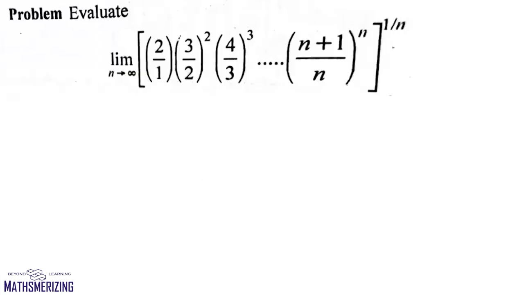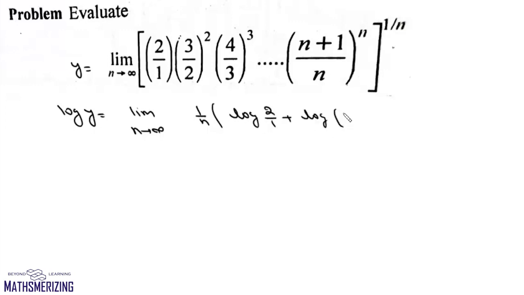Now here the question is, evaluate this limit. Now we'll take this as y, and if we take log, we can write log y equals limit n tends to infinity 1 by n (log 2 upon 1, plus log 3 upon 2 square, plus up to log of (n plus 1 upon n) whole to the power n).